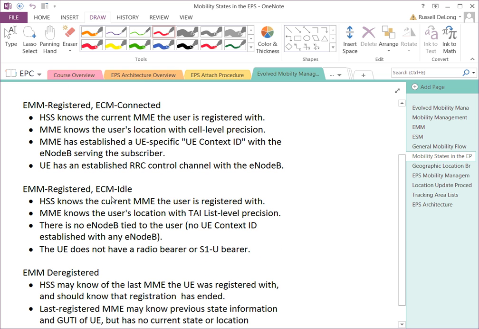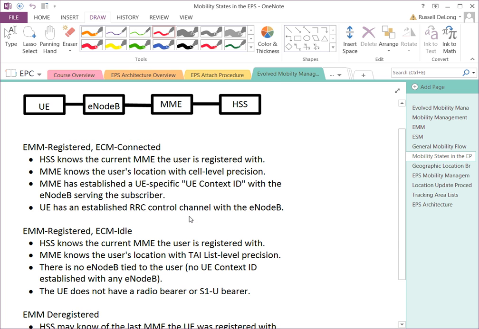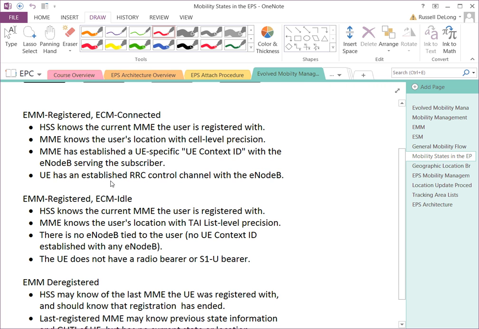If the UE transitions into an idle state, or ECM idle formally, the HSS still knows the user up to MME level precision. The MME knows the user's location with tracking area list level precision. We're going to talk about this in an upcoming slide. Basically, a tracking area is just a logical group of cell sites. So if the user is idle, he's not connected to a given site, but the MME still knows at least what group of sites he's generally connected to or near or within.